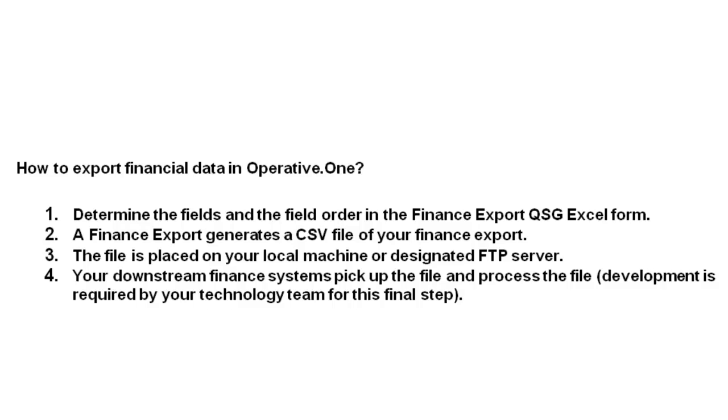The process of exporting financial data from Operative.One into your finance reporting system in CSV format is described in these 4 steps. First, determine the fields and the field order in the finance export QSG Excel form. Second, a finance export generates a CSV file of your finance export. Third, the file is placed on your local machine or designated FTP server. And finally, fourth, your downstream finance systems pick up the file and process the file. Development is required by your technology team for this final step.